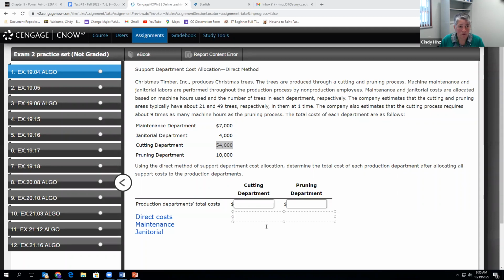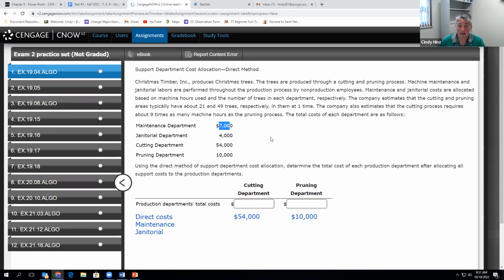So we need to include the direct cost, that's $54,000 for the cutting department and just $10,000 for the pruning department. And then we'll need allocations both from the maintenance and the janitorial departments. So in other words, this 7,000 and this 4,000 are going to be allocated in full to each of these other 2 departments. And as I said, we'll start with the maintenance department just because it's listed first.